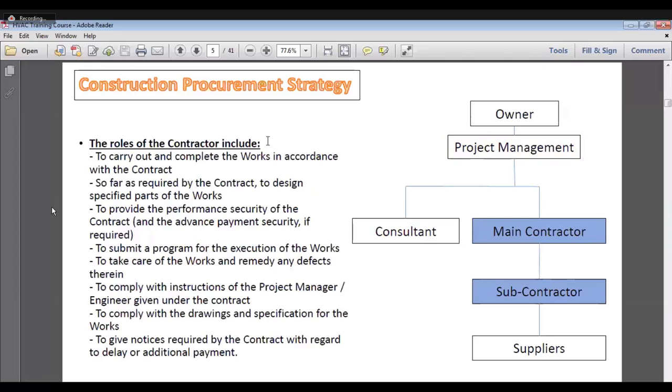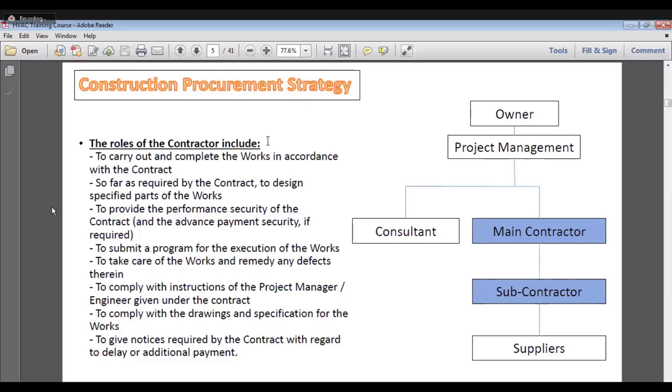Okay, so let's discuss the role of the contractor. The contractor completes the roles in the contract. He is designing specific parts of the works, like we will see in our course. He provides performance security.